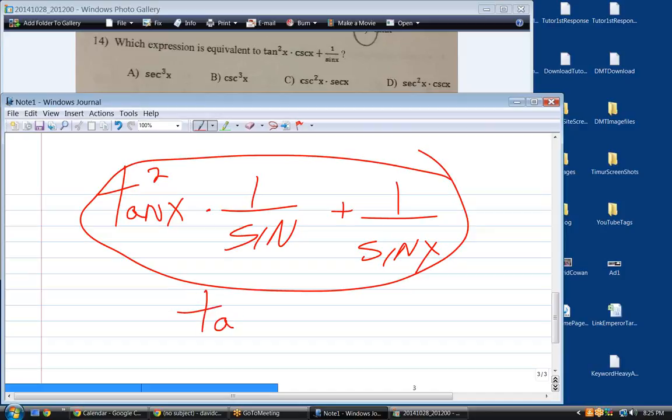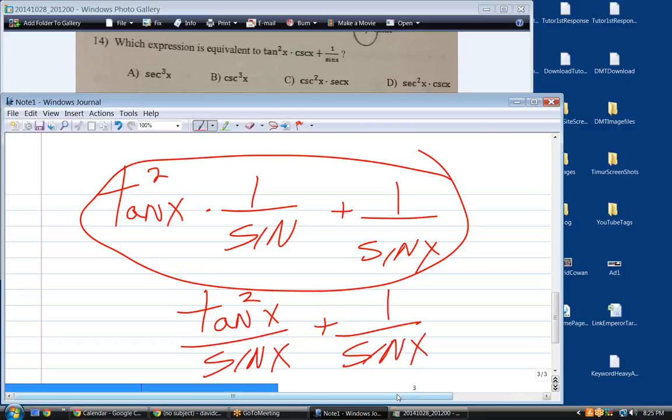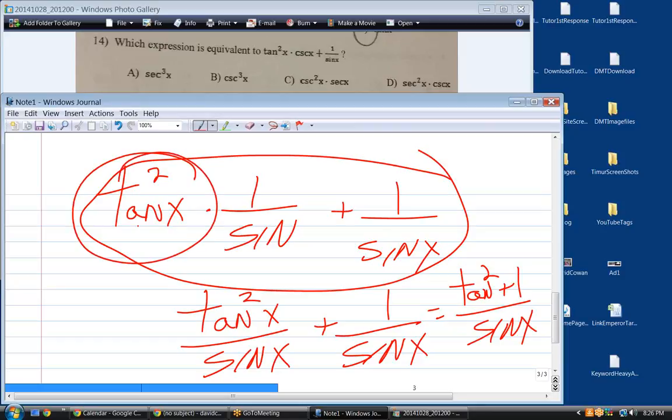In other words, once I do the multiplication first, now how do you add these two things? Well, you can add them since they have a common denominator. Okay, so what's the result? Tangent squared x plus 1 over sine x. Notice that I would have taken a step backwards by converting that into sine and cosine. It's much better this way because now I have something I can substitute for tangent squared plus 1. What is that? Secant squared.